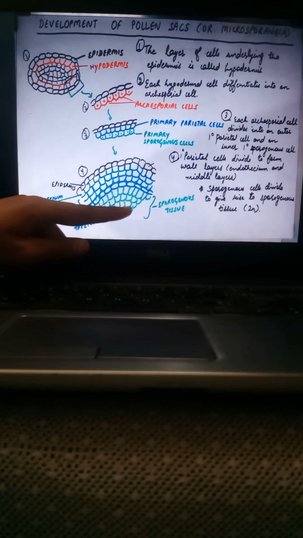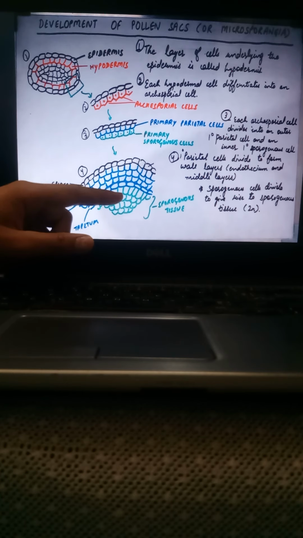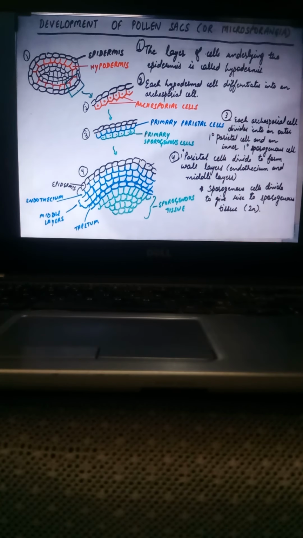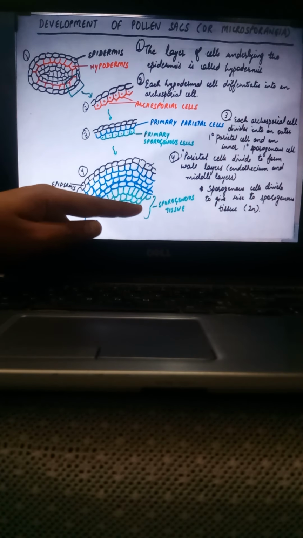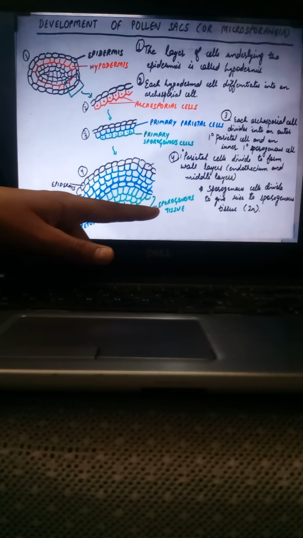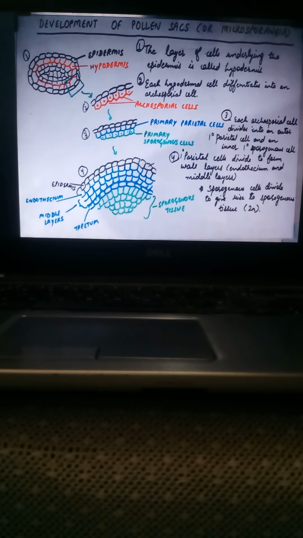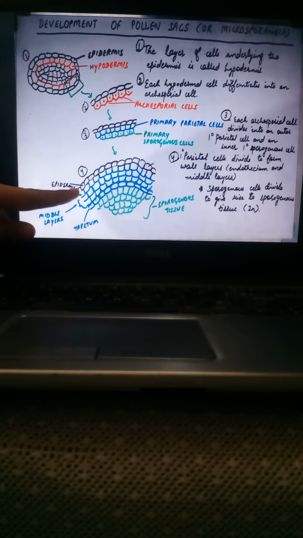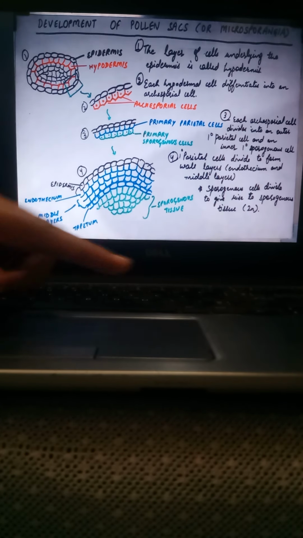So this is the sporogenous tissue, inside which each cell is diploid, as in the angiospermous plant body, where each and every cell is diploid. Like those cells, this sporogenous tissue is also diploid, and we will see how this diploid sporogenous tissue will give rise to haploid spores and haploid male gametes. It is these wall layers surrounding the sporogenous tissue, the endothecium, middle layers and tapetum, which we will be discussing. So this is the diagram given in your NCERT book.